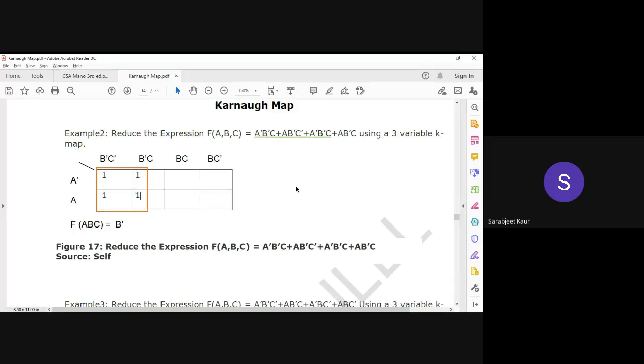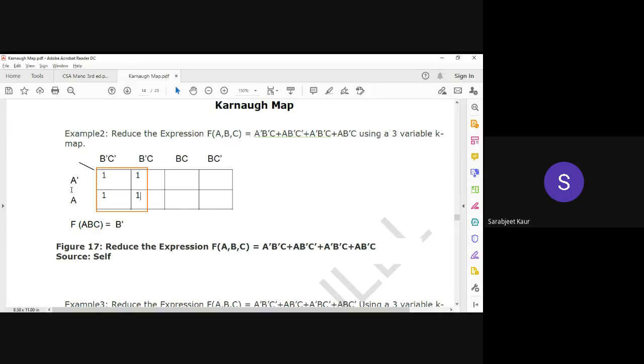Is this clear? The representation is clear? Yes, ma'am. So what is the grouping possible here? A quad. Again, the largest grouping that is possible here is a quad, and this is a single group.